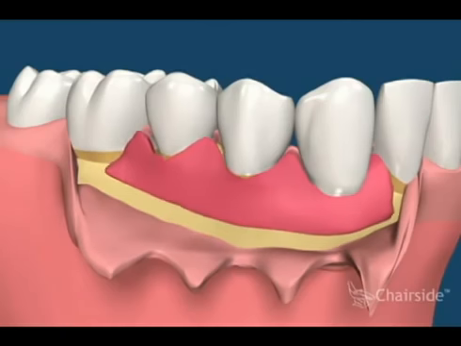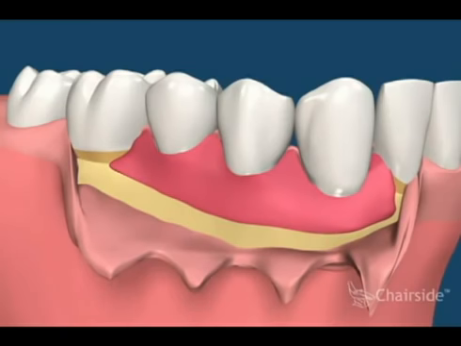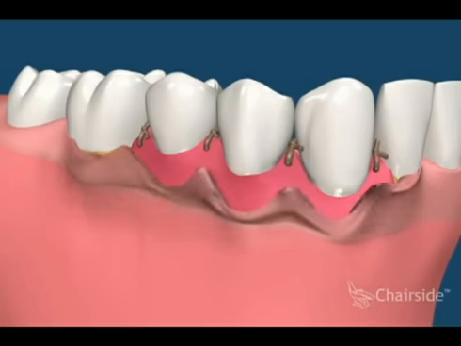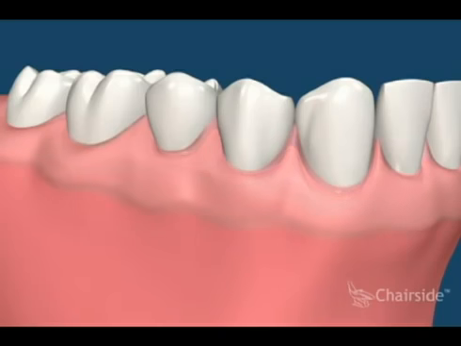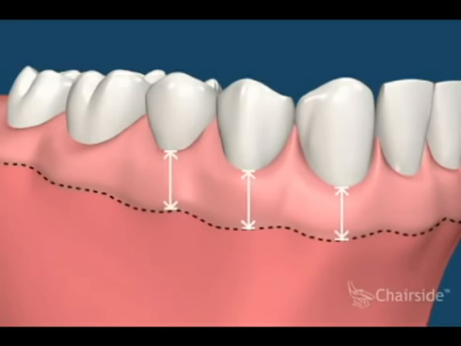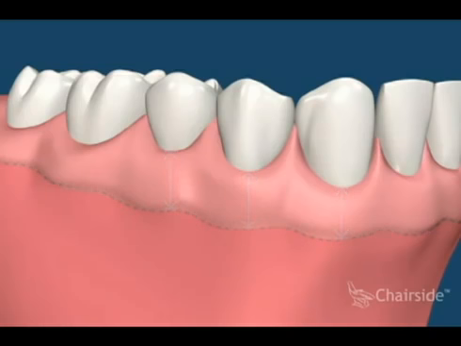The graft is adjusted to fit and sutured into place. The flap is then repositioned back on top, covering the graft completely, and sutured into place. With time, the graft will promote the growth of new tough gum tissue, or attached gingiva, over the lost areas to the desired levels.